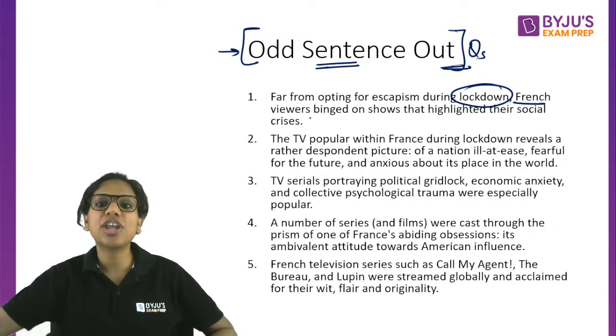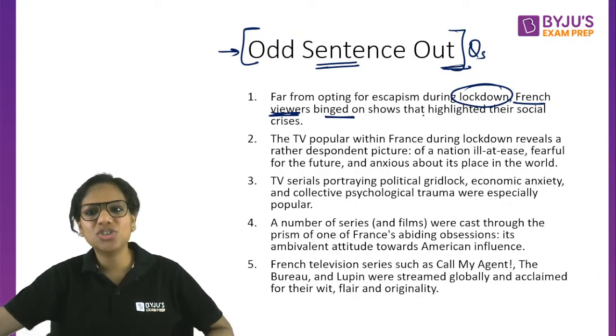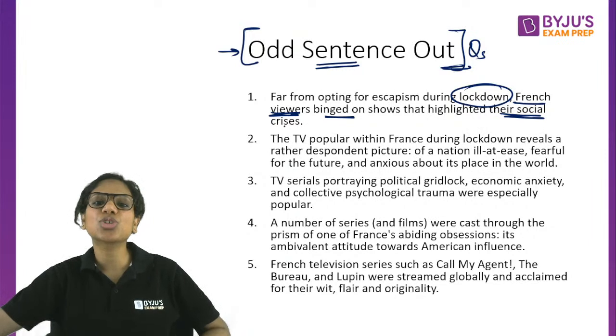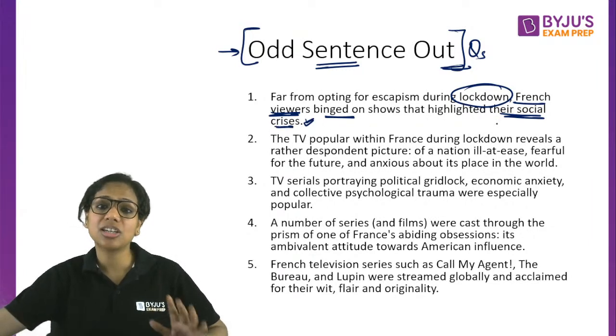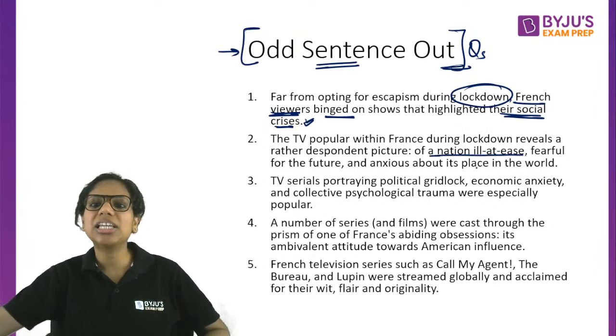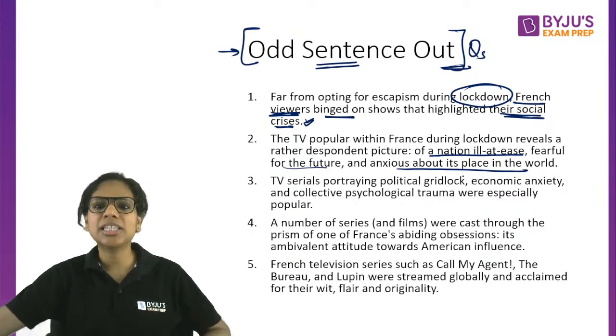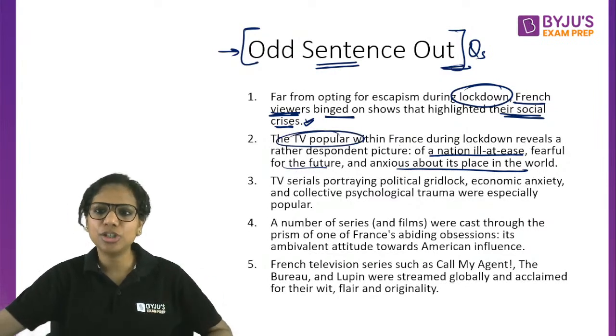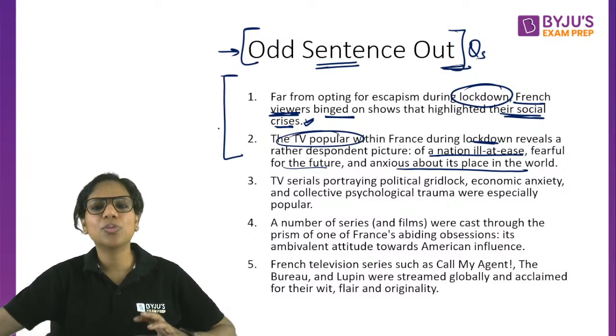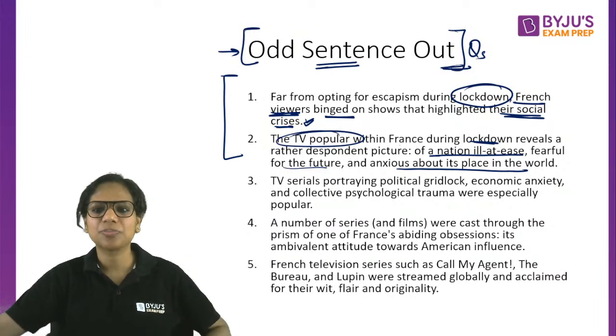We're talking about French viewers. We're talking about the fact that they binged. We all understand binging on shows that highlighted their social crisis. What kind of social crisis? France's social crisis. A nation ill at ease, fearful for the future, and anxious about its place in the world. These kinds of crises were highlighted by the TV popular within France during lockdown. So this is very much related. 1 and 2 cannot be the odd one out, right?